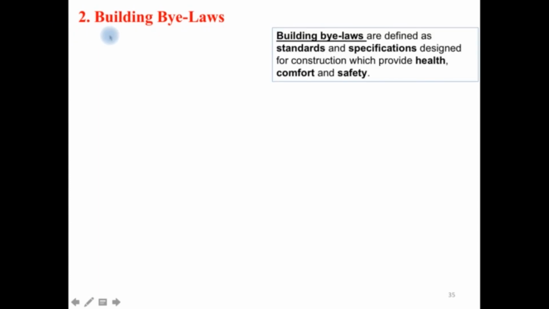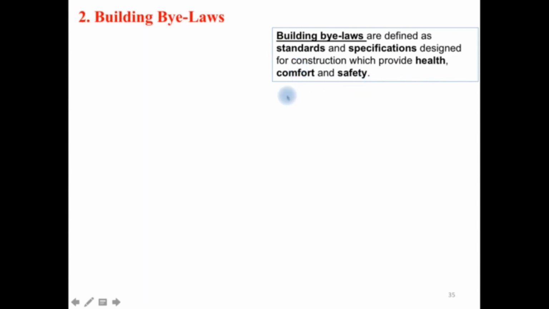Now, we don't have any option in the second case, that is the building bylaws. As I said, the first case we can compromise at our level, but this we may not be able to compromise because these are set by the standard authorities. So these are the standards and specifications designed for construction which provide health, comfort and safety.